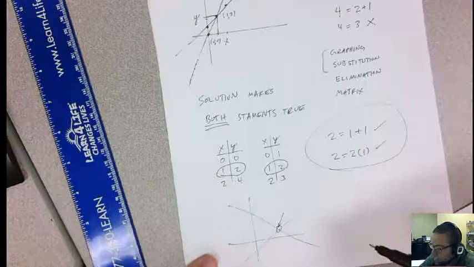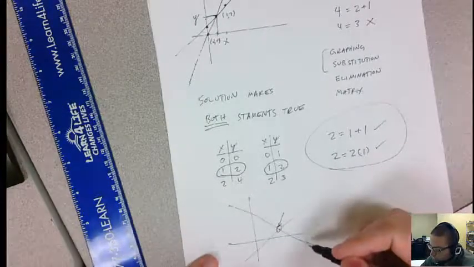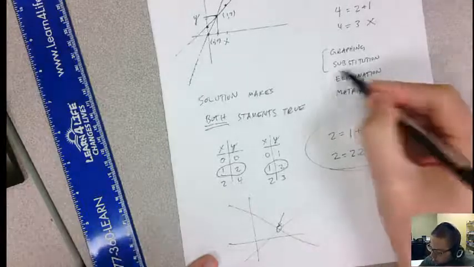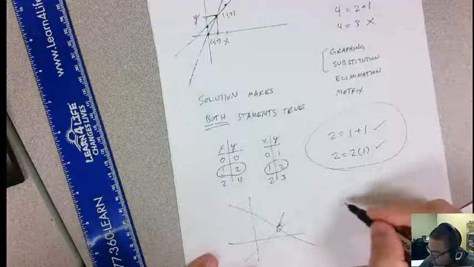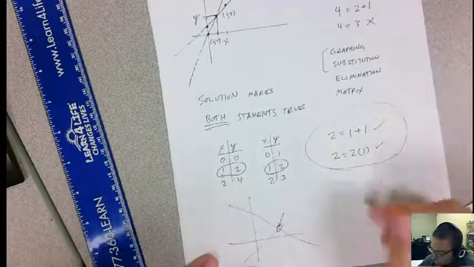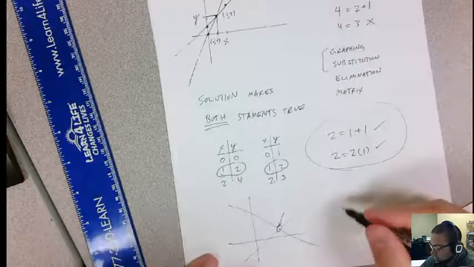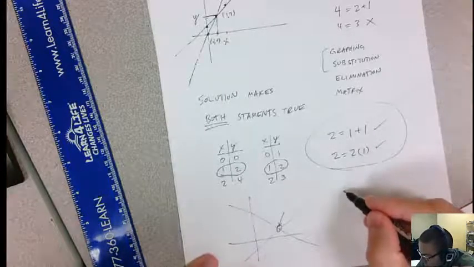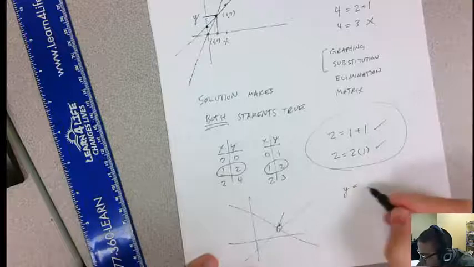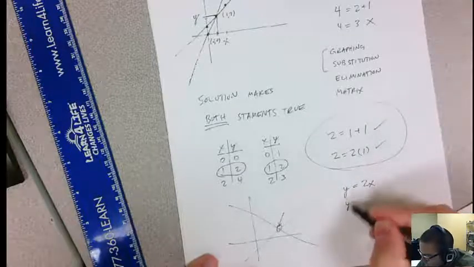Okay. To get a more accurate solution and to be really precise with it, you want to use the substitution method or the elimination method, or one of the other more algebraic centered methods. So substitution method just means I'm going to substitute into the other equation. So let's look at these two.